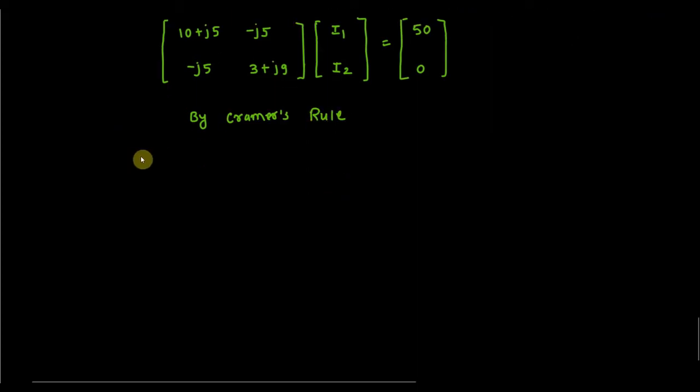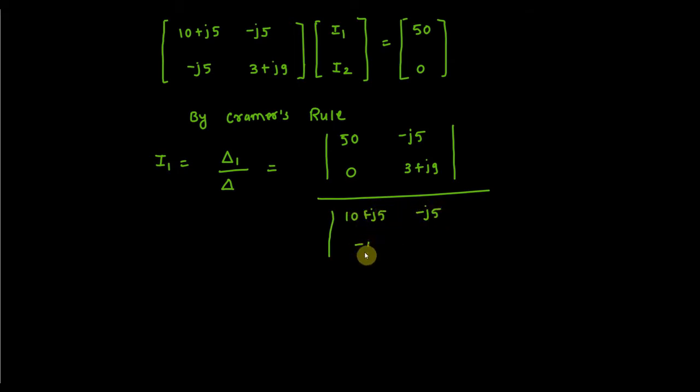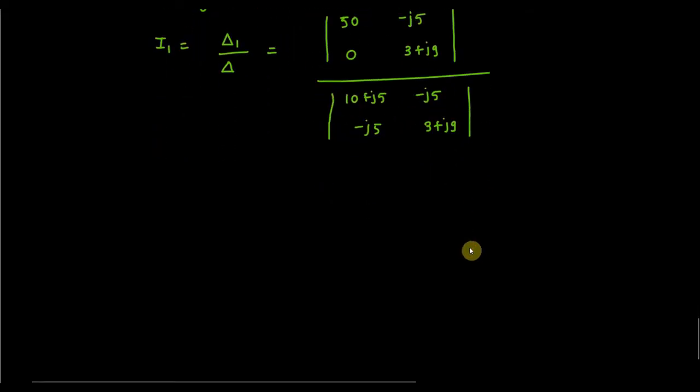By Cramer's rule, what is the value of I1? I1 is simply equal to delta 1 upon delta. We have studied this many times. Replace the first column of the Z matrix with the voltage matrix. So it is 50, 0, minus J5, 3 plus J9. And the delta matrix is your impedance matrix: 10 plus J5, minus J5, minus J5, 3 plus J9. Now just solve this determinant and you will get your final answer.